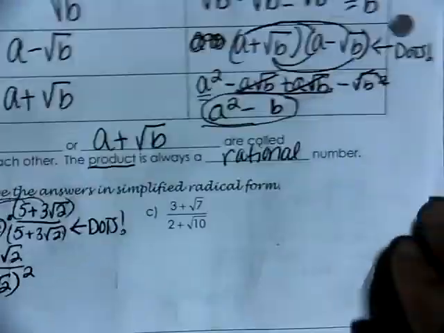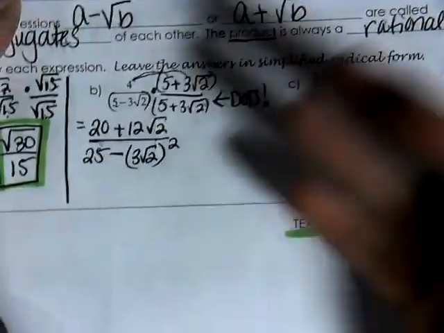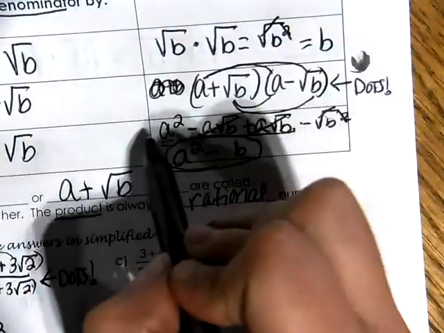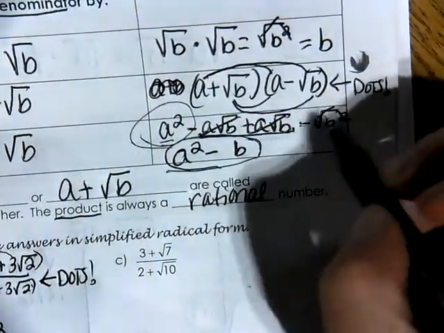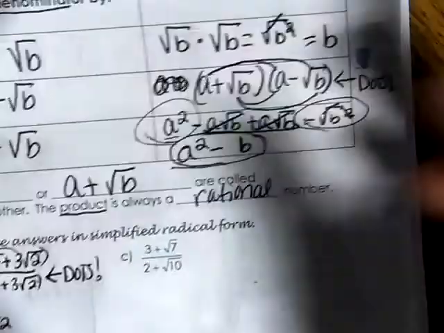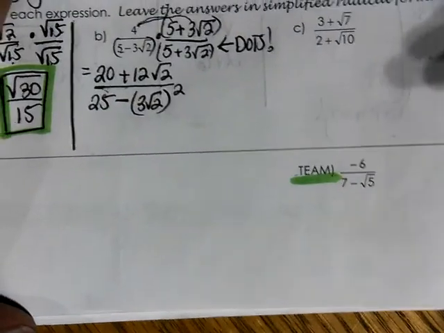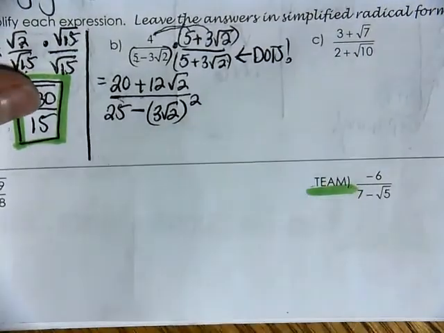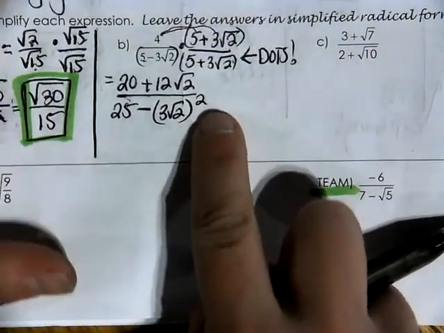If that is too confusing, FOIL it out. You'll end up seeing that it becomes a difference of squares. We were left with up here a squared minus my last term squared, which I was able to eventually simplify. So how do you simplify 3 times the square root of 2 squared?